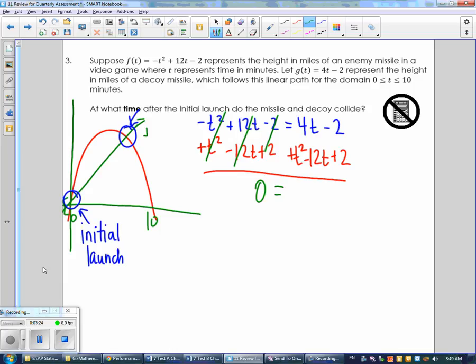Notice that there's nothing that can be combined with my t squared, so it's going to stay t squared. I've got a positive 4t and a negative 12t. When I put them together, I get a negative 8t. And then notice that my 2's cancel as well. So I'm just left with t squared minus 8t.